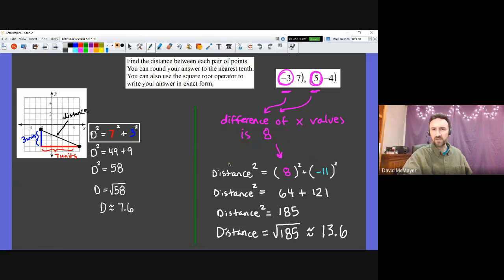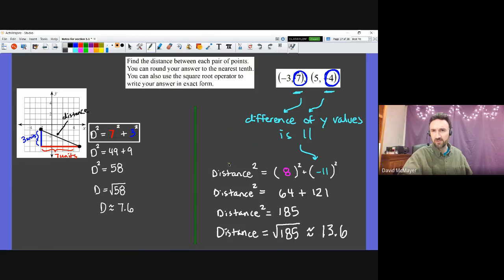And I do need to point out that all I did was just look at, I could have ignored the graph and just figured out the distance between the two x values, figured out the distance between the two y values, and then plugged that into my formula. It would have been the same work.